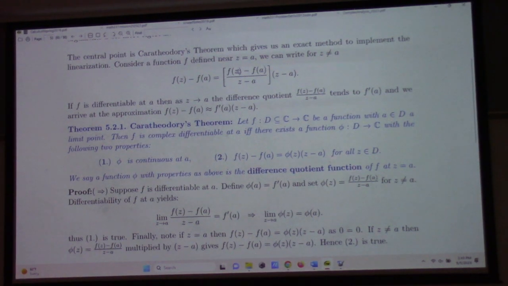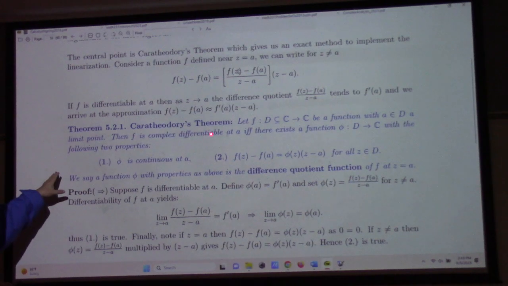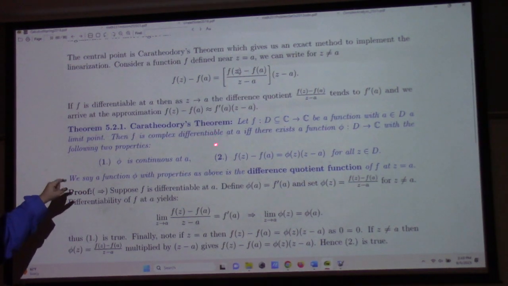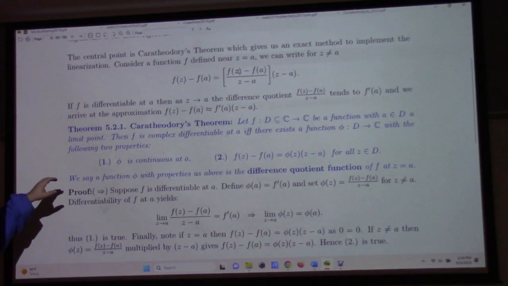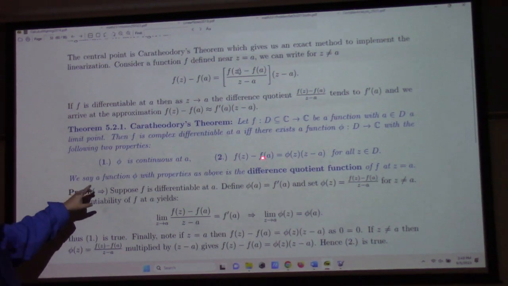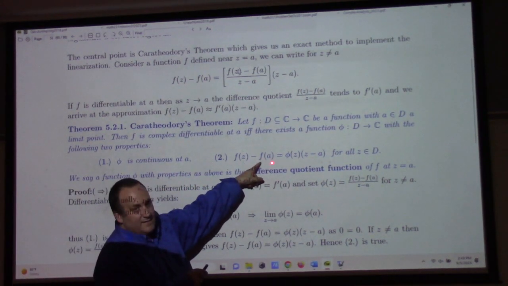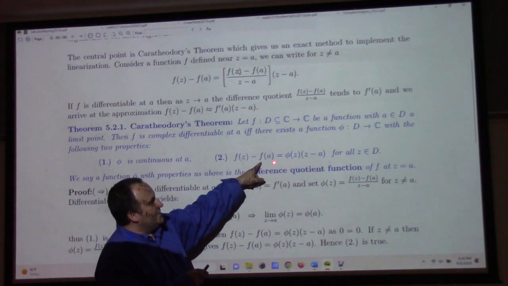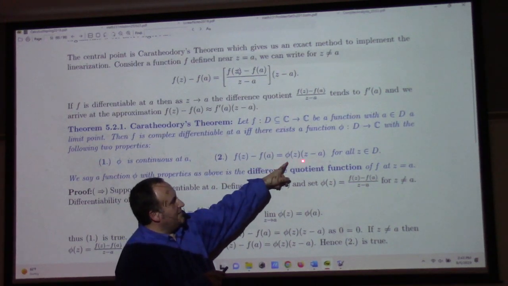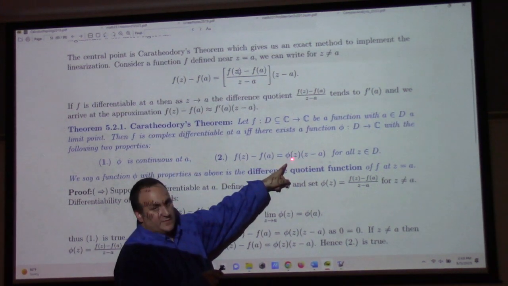All right, so the theorem of Caratheodory is that a function is complex differentiable at a point if and only if there exists a function, which we could call the difference quotient function, phi, that has the following two properties. It's continuous at A, and the difference of f of z and f of A equals z minus A times the Caratheodory function.